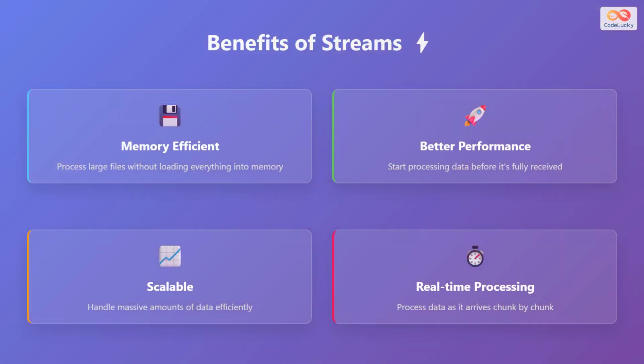Streams offer several benefits. They are memory efficient because they process large files without loading everything into memory. They provide better performance because they start processing data before it's fully received. They are scalable and can handle massive amounts of data efficiently. And they enable real-time processing of data as it arrives chunk by chunk.